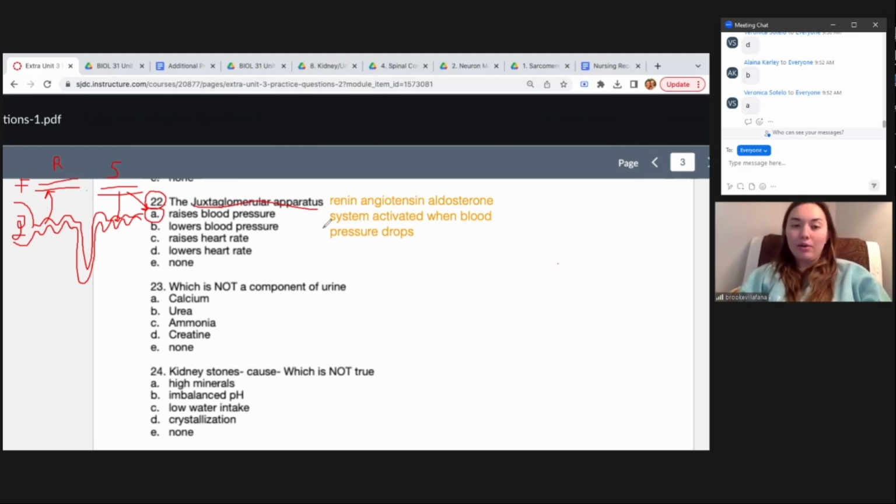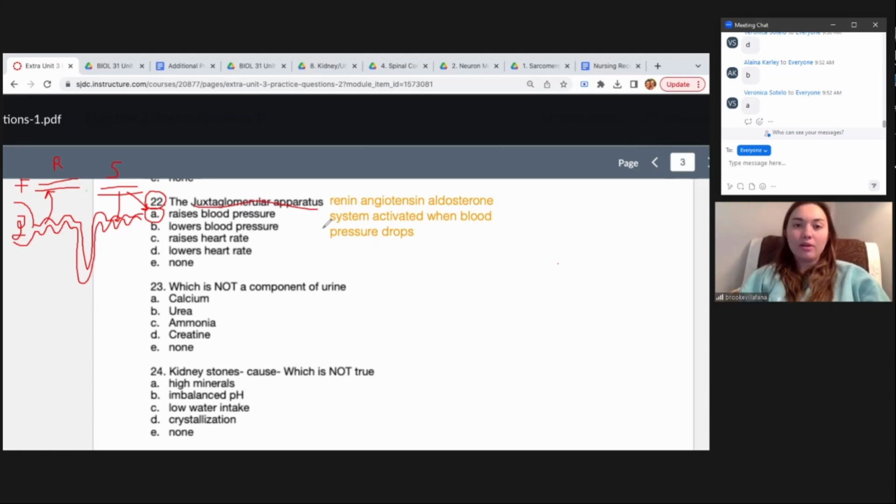The goal of the countercurrent multiplier system is also to raise the blood pressure. And the goal of the antidiuretic hormone is also to raise the blood pressure. So all of these systems in your kidney want to raise the blood pressure. The heart rate is governed by the brain. The kidneys help with blood pressure.